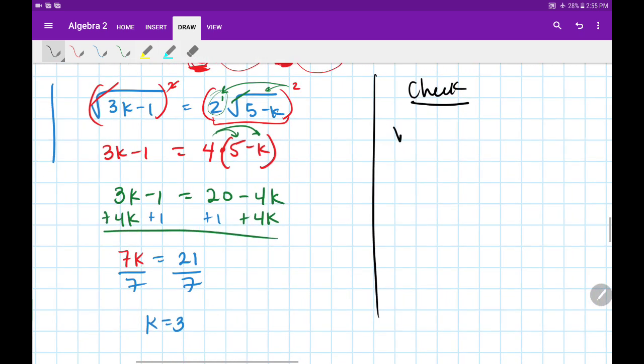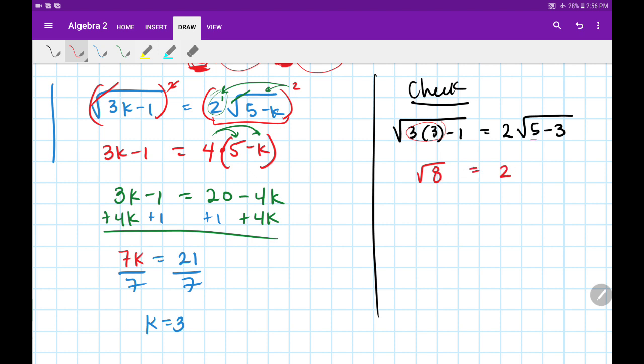Okay, original equation said square root of 3 times 3 minus 1 equals 2 times the square root of 5 minus 3. Alright, 3 times 3 is 9 on the left side, and 9 minus 1 is 8. And then 5 minus 3 is 2.